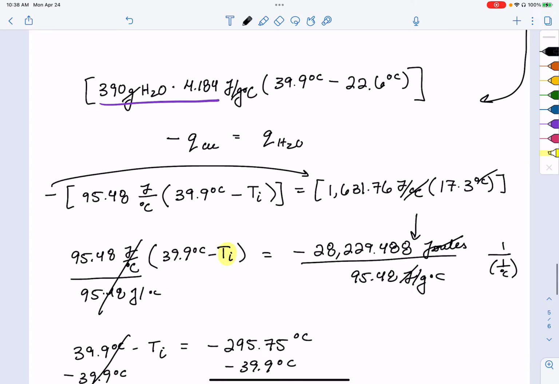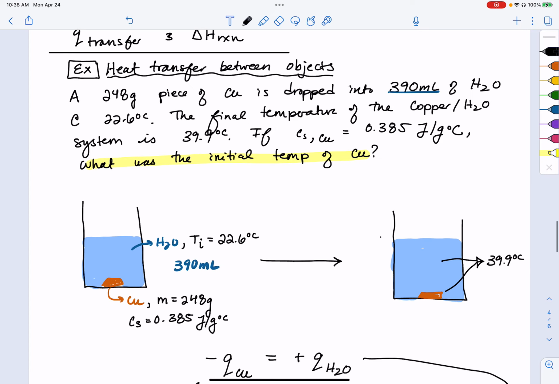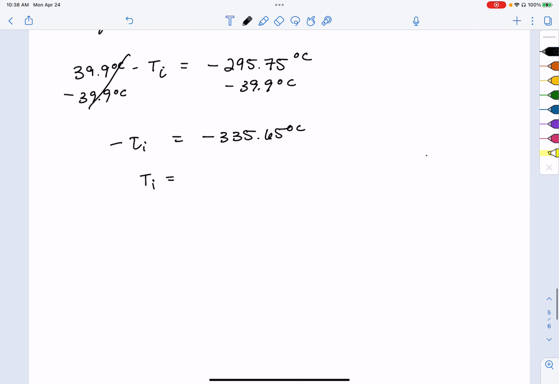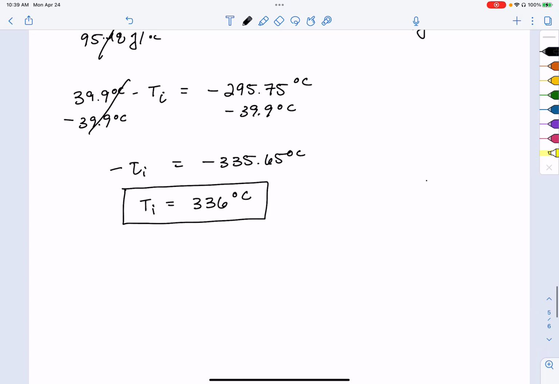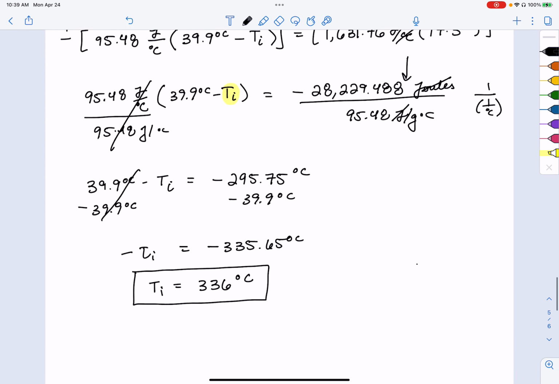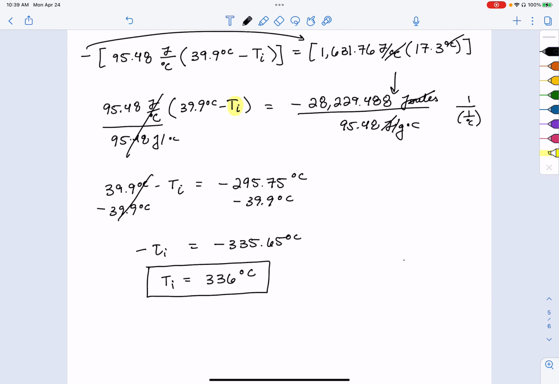had to have been, and then let's check our sig figs here. Looks like I've got 3 sig figs all across the board. This would have to be 336 degrees Celsius, which would be the initial temperature of my copper. And we told ourselves that the copper had to be hot in order to warm the water. And is that true? Yes, looks like it's true. And you can always plug this back in to make sure that it kind of matches the math that you've done.